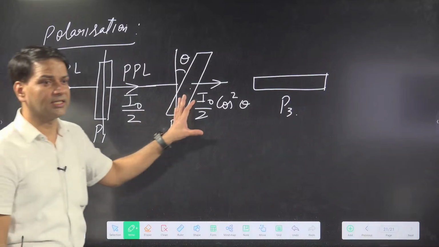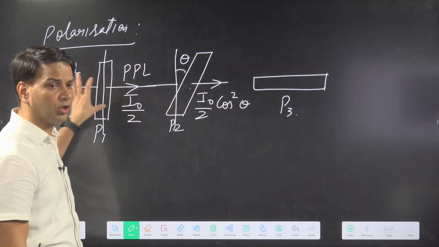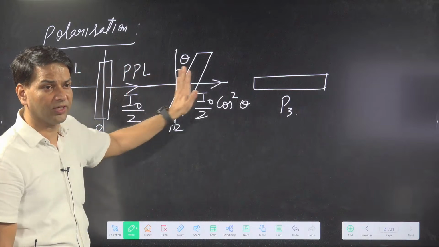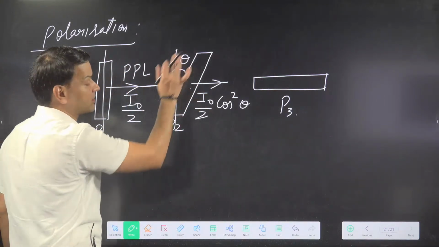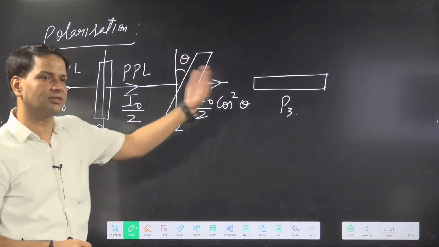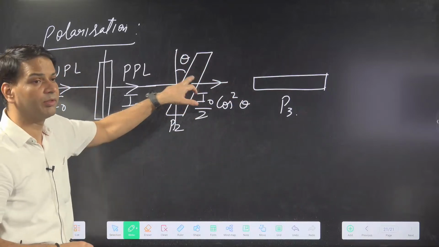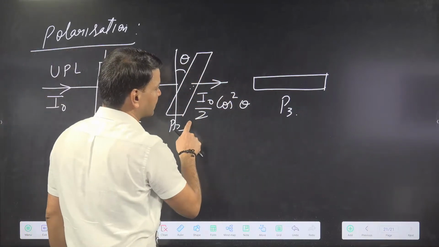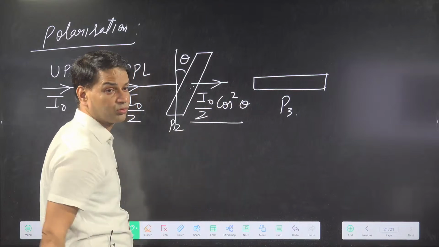Okay. The first polarizer passes I naught by 2 because unpolarized light is incident. After that it is plane polarized light. So then we will apply the Malus law. Malus law is what? Incident into cos square theta. What is the theta? The angle between the axes of both polarizers. Now how much intensity came out? I naught by 2 cos square theta.